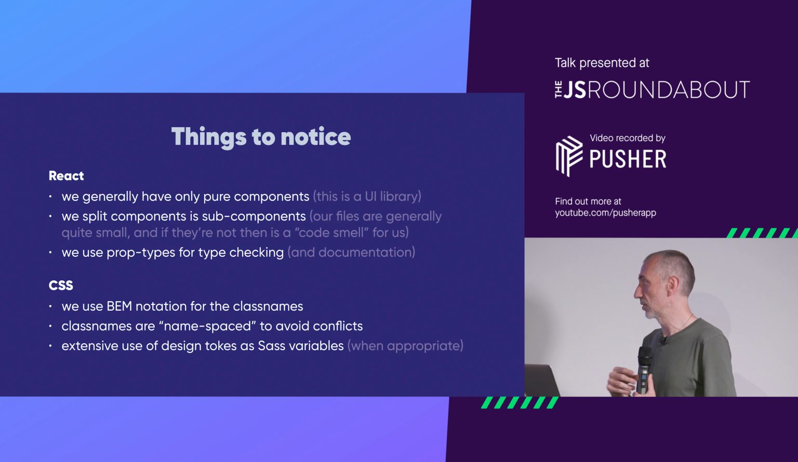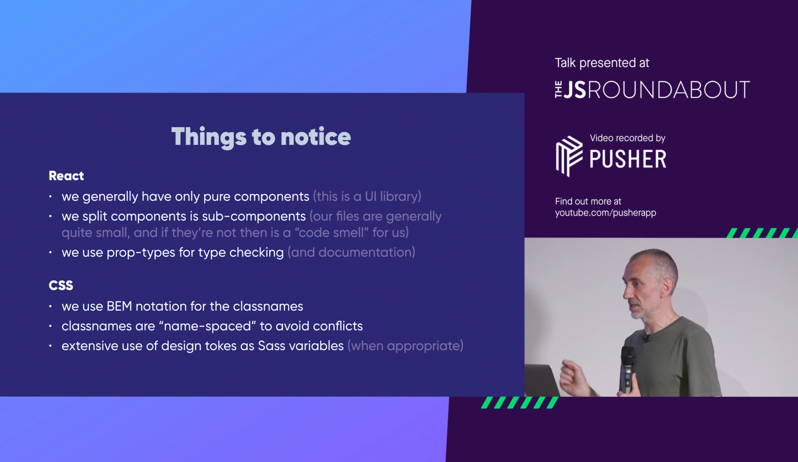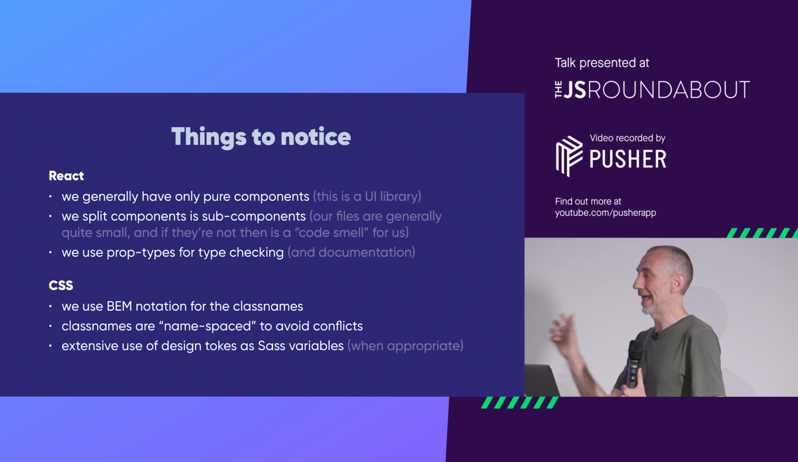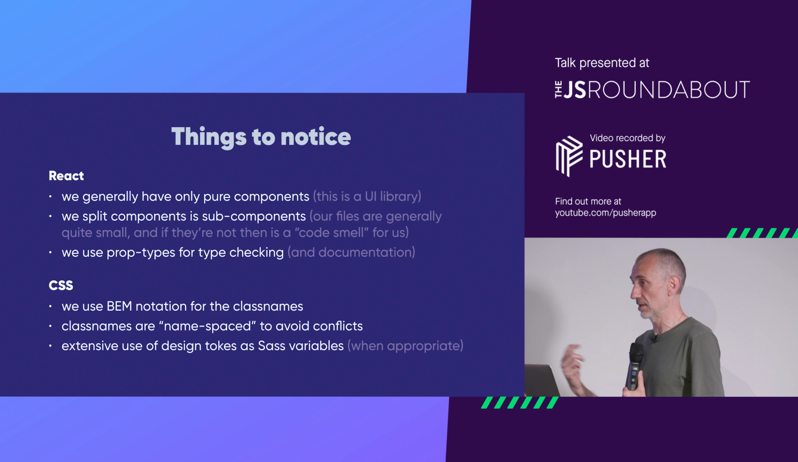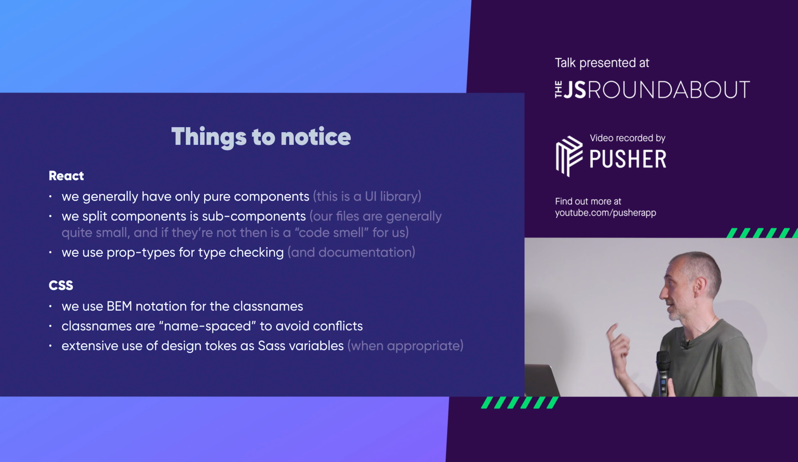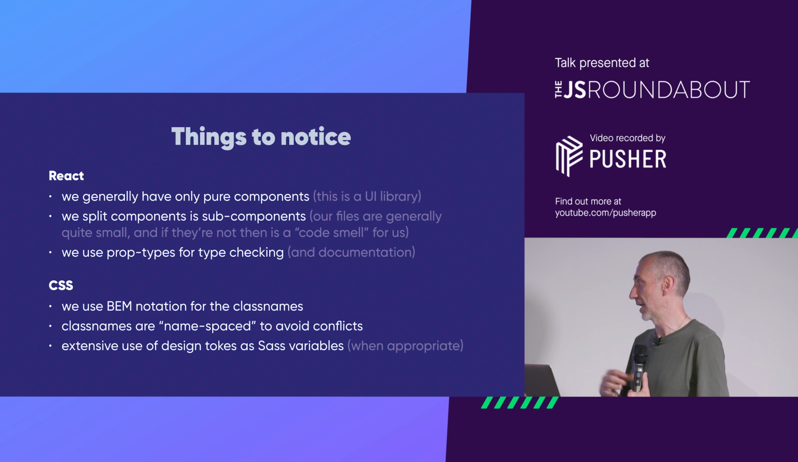We use BEM notation, as I told you. The class names are namespaced because we are using class names as a way to declare the style. You may have conflicts somewhere else. If you call something .button, probably you will have a conflict, so it's better to have a class name prefix for your class names, which is the namespace for the component library.